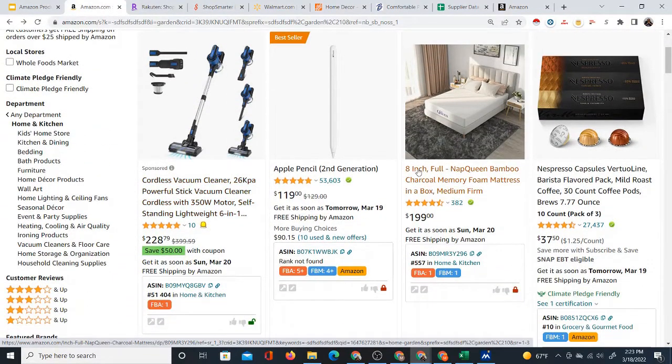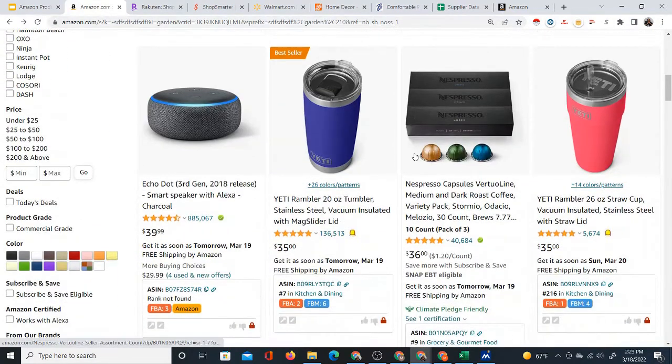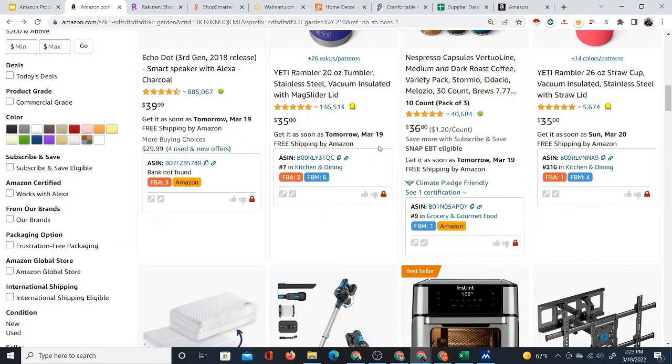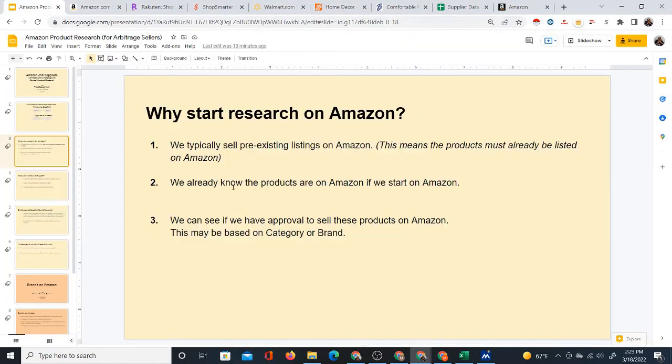So what happens is that following that general model, I need to make sure that these products that I'm trying to sell are already listed on Amazon. So of course, if we're on Amazon, then we already know the products are on Amazon, right? If we start on Amazon. So that's, of course, a great reason to start our research on Amazon.